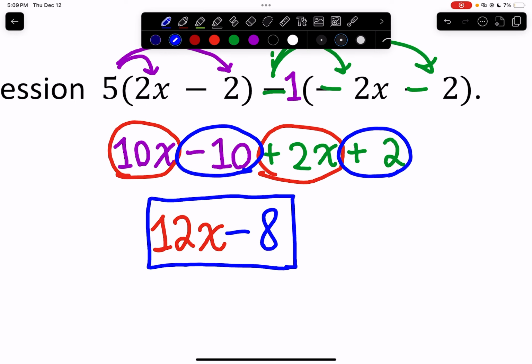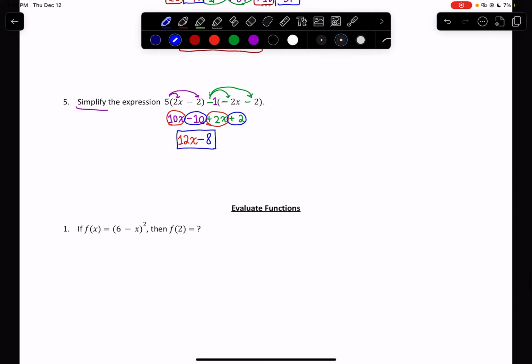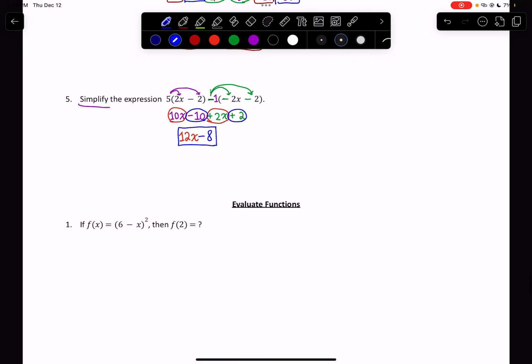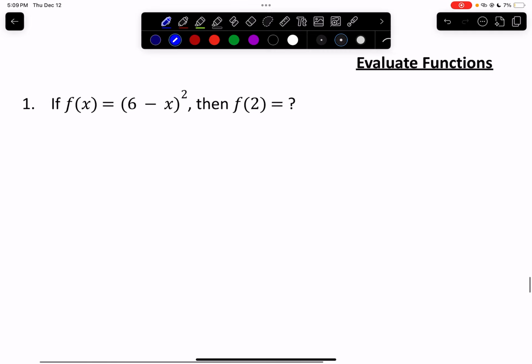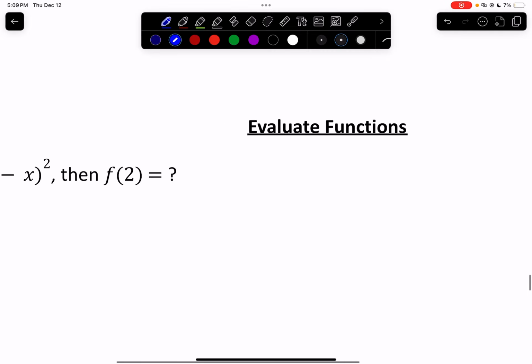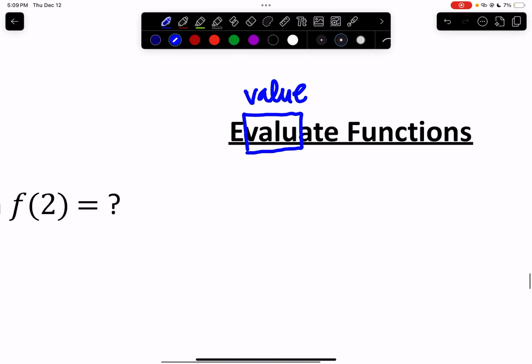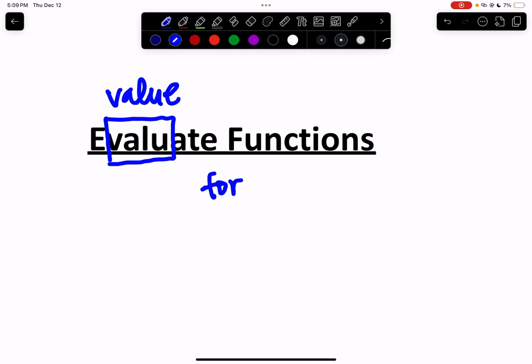Done. Boom. Okay, that concludes, well, you know what? Let me just go ahead and do this section along with it. Evaluate a function, root word, value. So find the value of the function for a certain input.